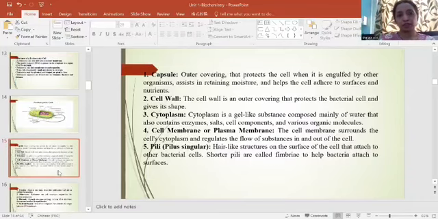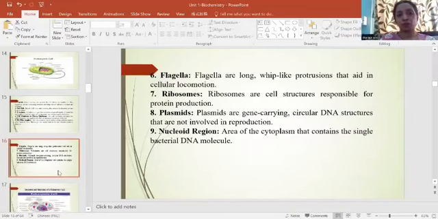Next, the components of prokaryotic cells are capsule, cell wall, cytoplasm, cell membrane, that is plasma membrane, pilus, singular, that is a hair-like structure on the surface of the cells that attaches to the bacterial cell, flagella, ribosomes, plasmids, and nucleoid region. The nucleoid region is a single bacterial DNA molecule which is present. Ribosomes are cellular structures which are responsible for protein production.